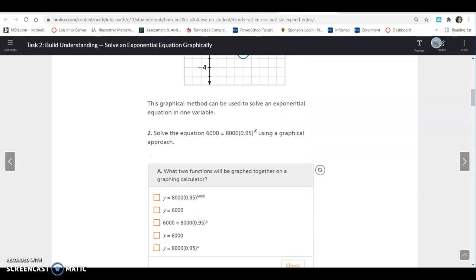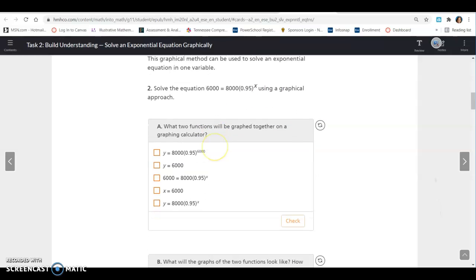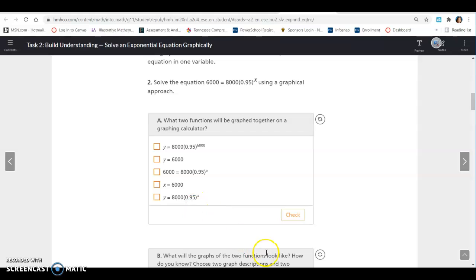All right, this graphical method can be used to solve an exponential equation in one variable. Solve the equation 6,000 equals 8,000 times 0.95 raised to the x power. All right, so we know this is exponential decay because this number is less than 1. All right, so use a graphical approach. All right, so we're going to set y equal to this side and y equal to this side.